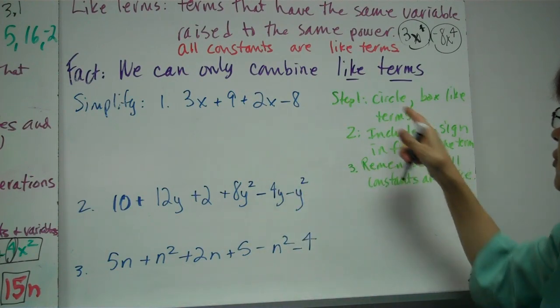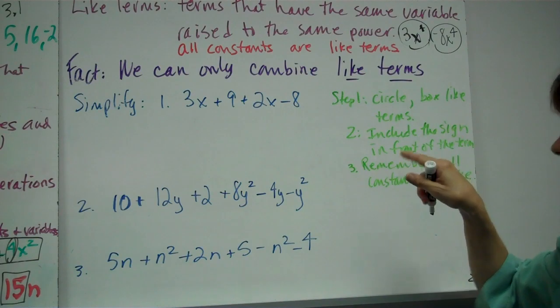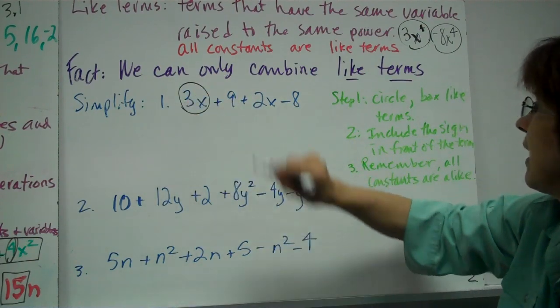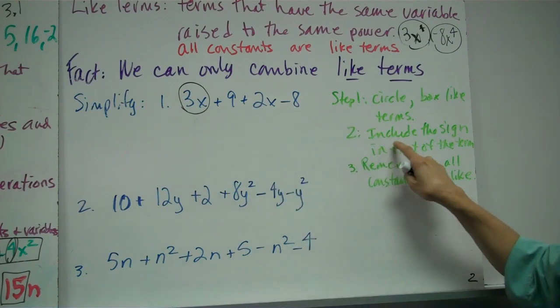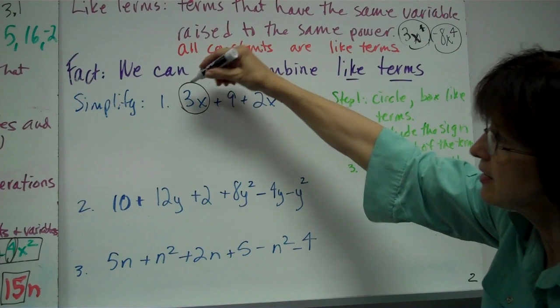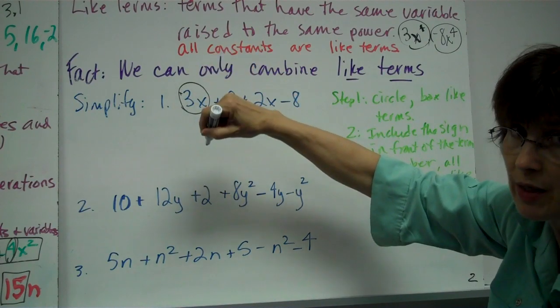All right, so the first thing I want you to do is circle or box or triangle, whatever, the like terms. So, for example, I've got 3x, and then I've got 2x. Now, the second step is you want to make sure you include the sign in front of the term. Here, our 3x, it's really a positive 3x, even though we don't write it.